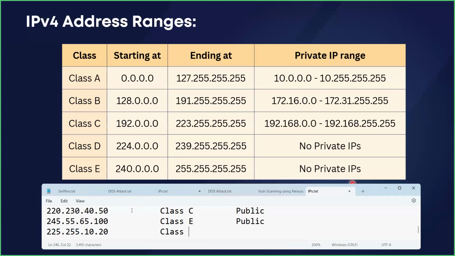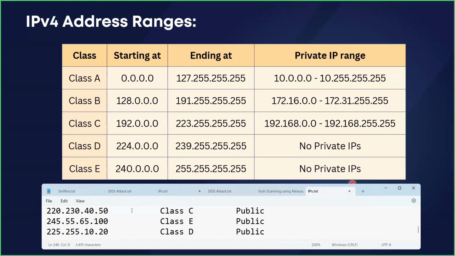Class D, sir. Class B, are you sure? It is, sir. D. And D, public or private? D, public. Correct answer. Okay, so again, perfect answers, guys.